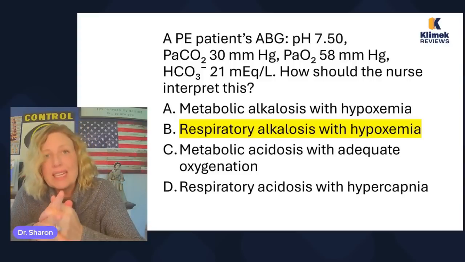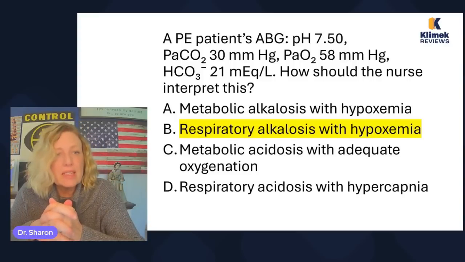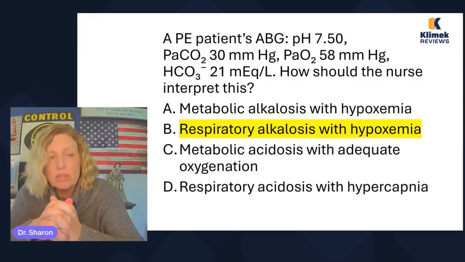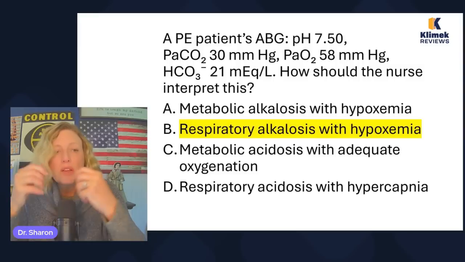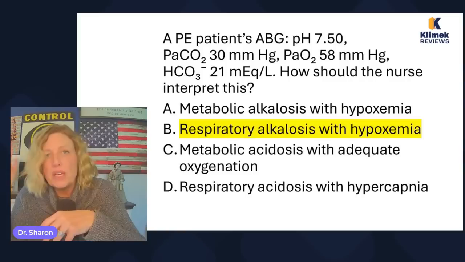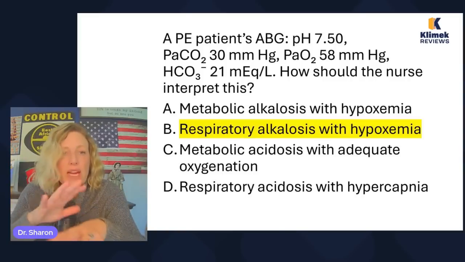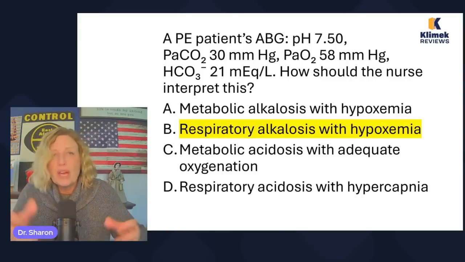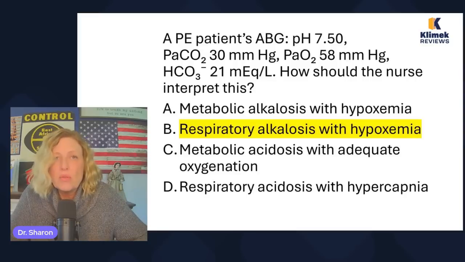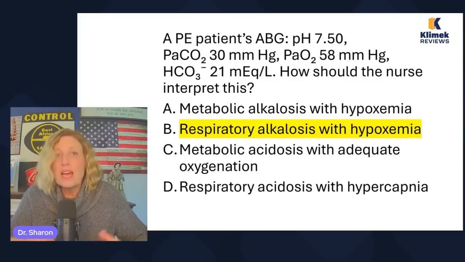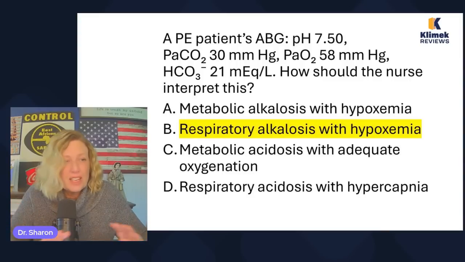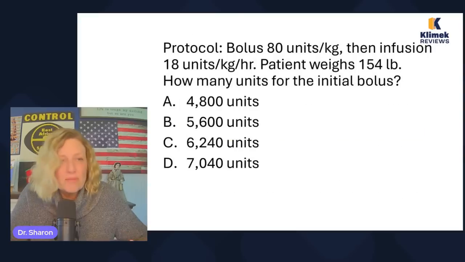Now, that is confirmed by the fact that the CO2 is low. Okay, so a low CO2, they're blowing off all this CO2, the pH goes up, the bicarb goes down to try to compensate for that. That's why we have these numbers. But you can use respiratory opposite, metabolic equal. If you need more instruction on that, I have an entire video on ABGs. So go and watch it. It's very good. Well, I think it's good.